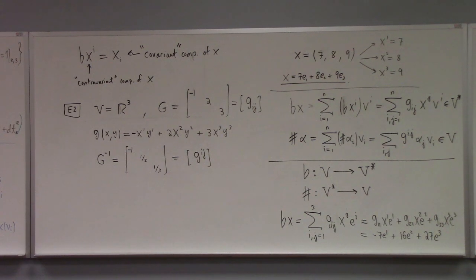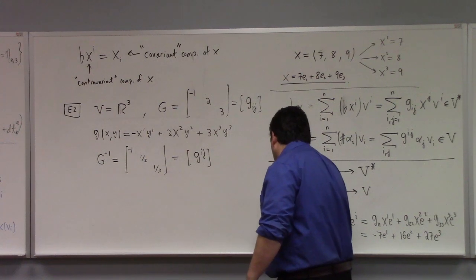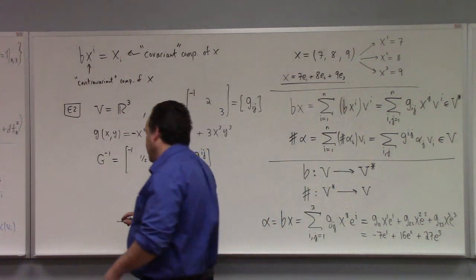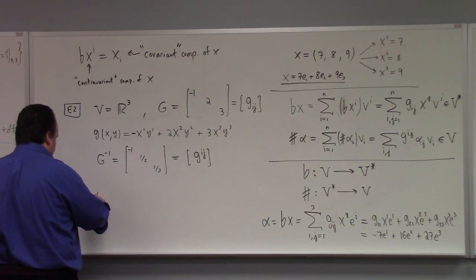So that is the dual vector which corresponds to my x. If we call this thing alpha for a second, what is going to happen if we calculate the sharp of that alpha? What do you think?